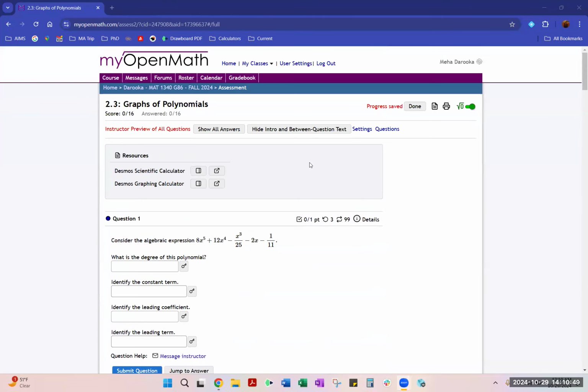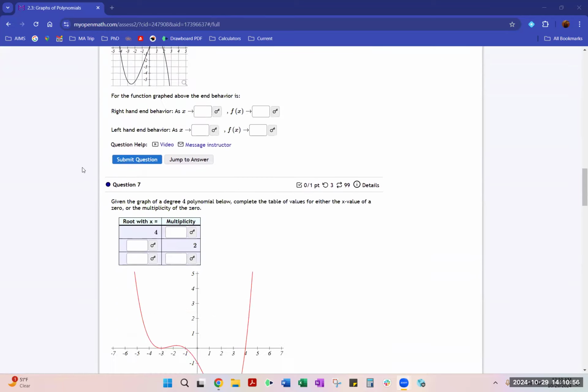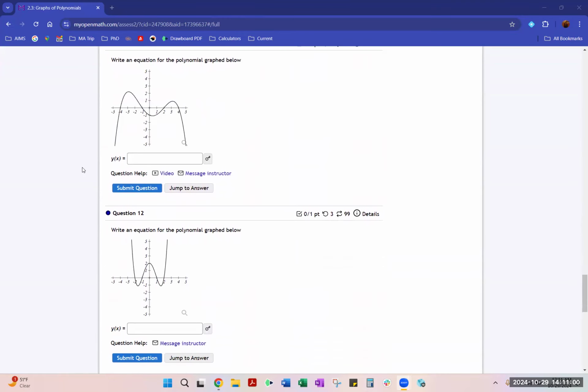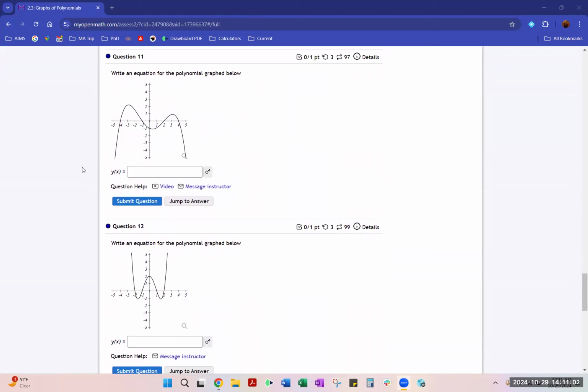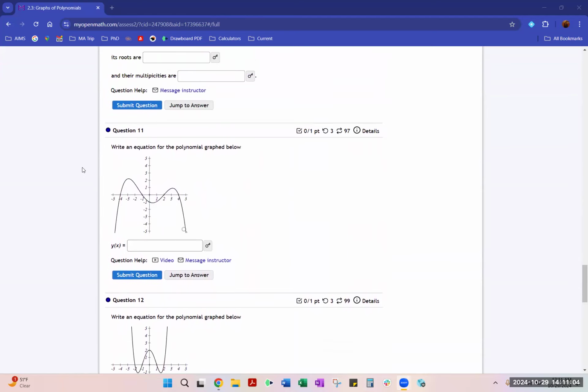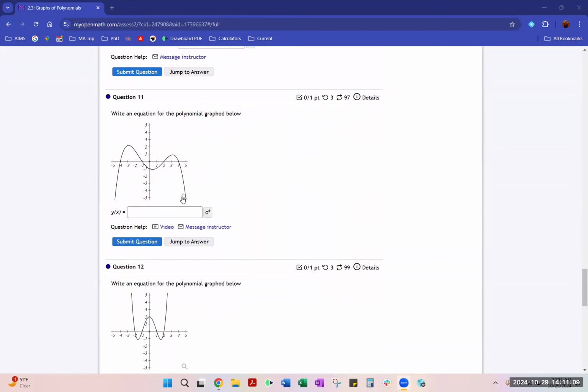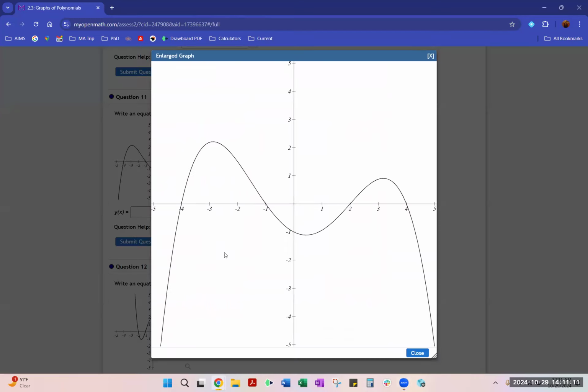All right, guys, so we are looking at example 11 from section 2.3. This is from our college algebra course. And number 11 and 12 are actually pretty similar to each other. They're basically asking us to identify what the equation will be based on the polynomial, right? So let's enlarge this graph a little bit so we can see some of those details.